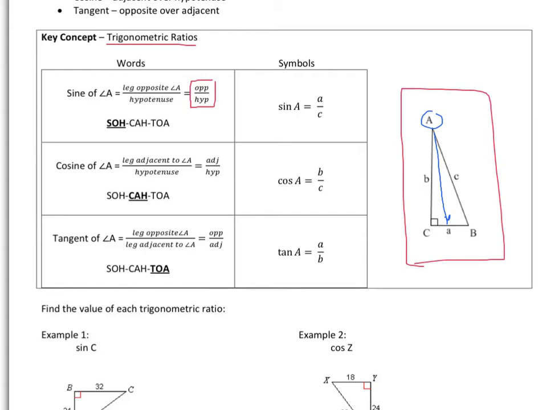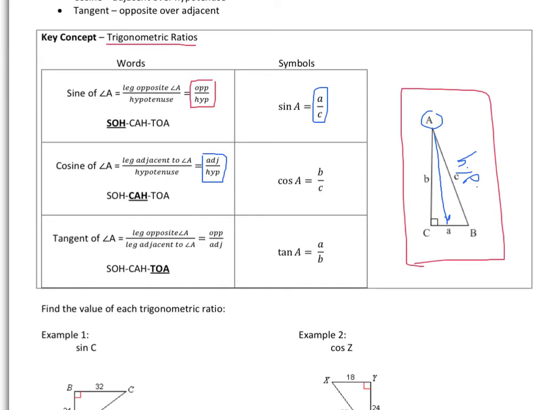Now I said that we would never use the right angle C with our trig, but we will use the side opposite it, or in other words the hypotenuse. So this is the hypotenuse. So it's A over C, opposite over hypotenuse. Cosine is AH, in other words adjacent over hypotenuse.